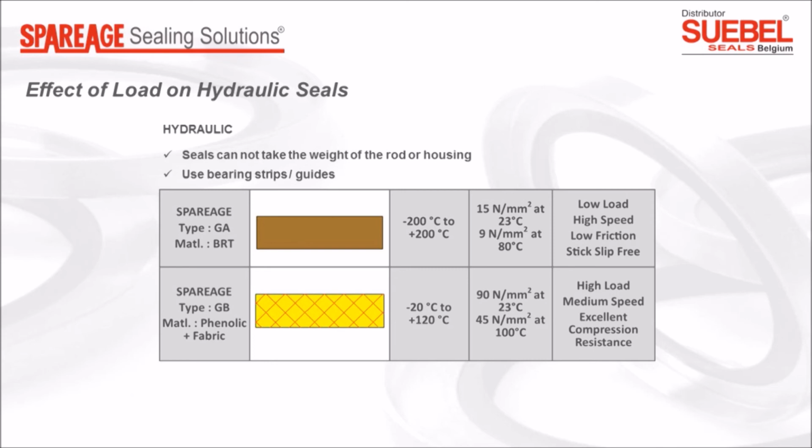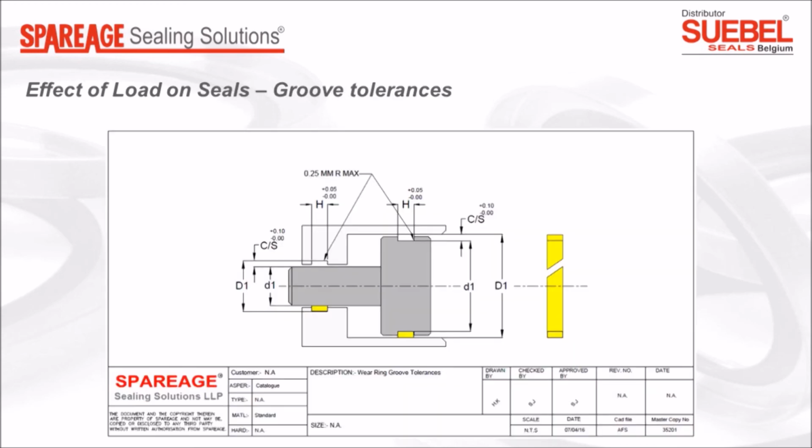Phenolic fabric bearings have a high load bearing capacity of up to 90 newtons per millimeter square at temperatures up to 120 degrees centigrade. Bearing rings have closed groove tolerances. Please refer to the catalogue for the same. If the tolerances are not maintained, the bearing rings will be rendered non-functional.